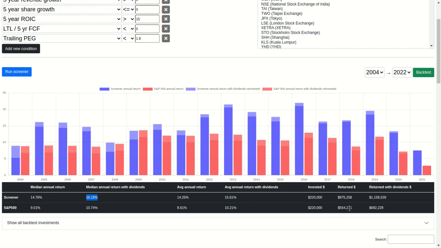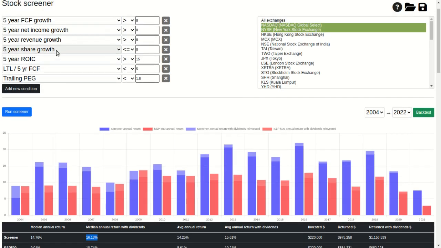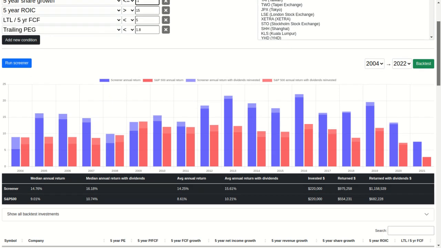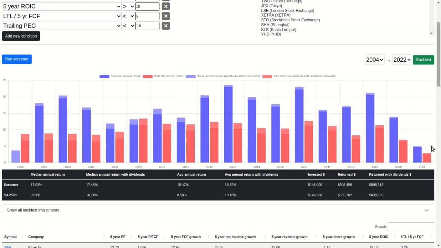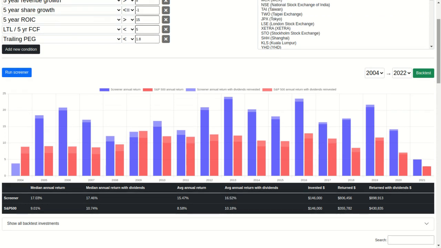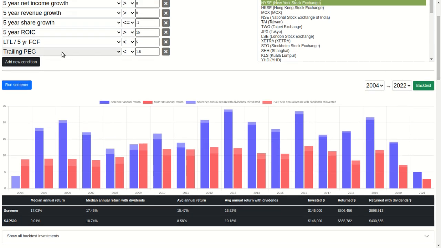However, we could probably go a little bit higher if we actually look for stocks that are not only not growing their share count, but actually decreasing their share count 1% annually. So if we check it now, we are up to 16.5% average return and 17.4% median.